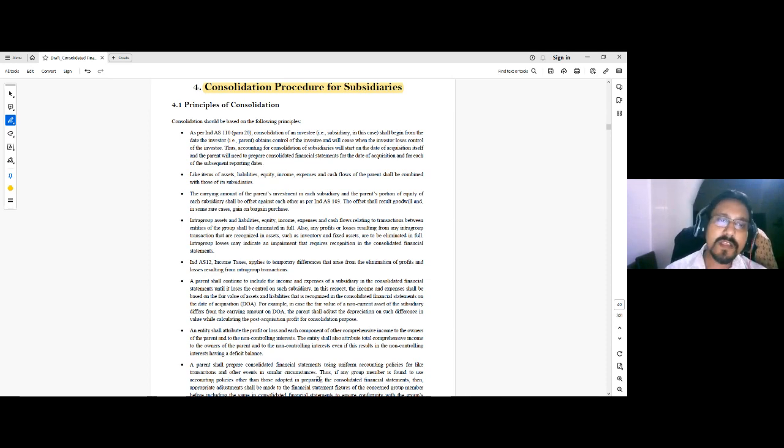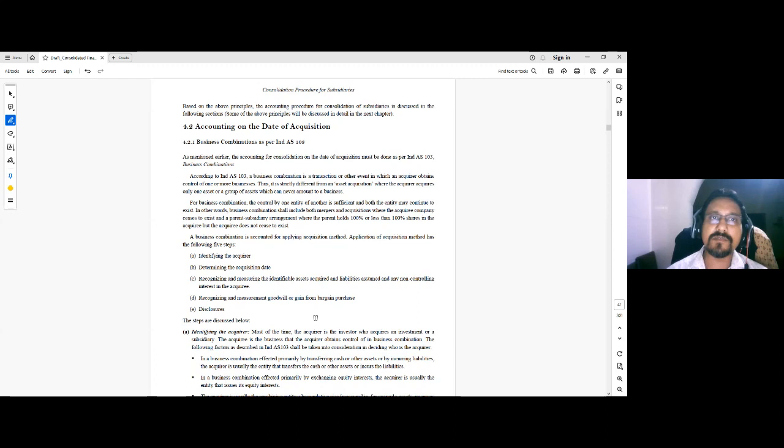So accordingly, our discussion will also cover this entire consolidation of financial statements in these two steps or phases: consolidated financial statement preparation on the date of acquisition, and preparation of consolidated financial statements on all subsequent reporting dates.